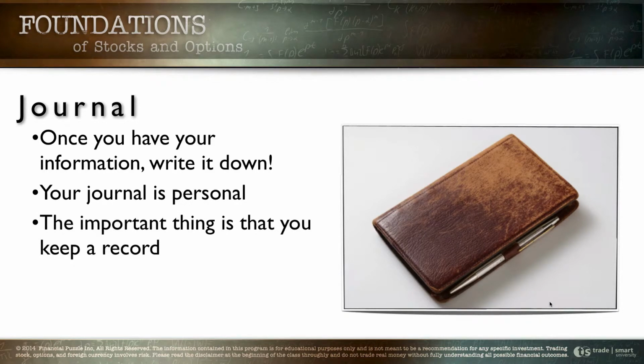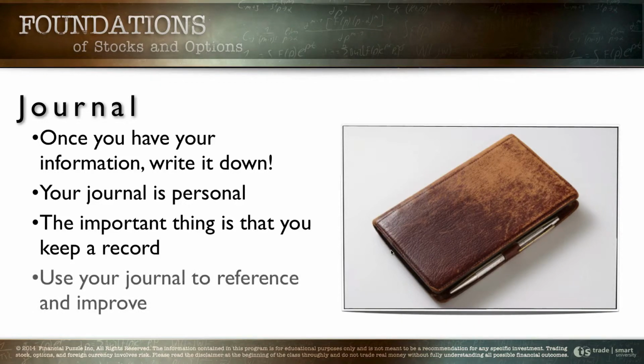It's important that you keep a record of what's going on because you can come back and reference that, and then use that to improve your trades moving forward. Use your journal as a reference to improve your trades, and what you're going to find is it's also kind of a historical track of the progress you've been making.